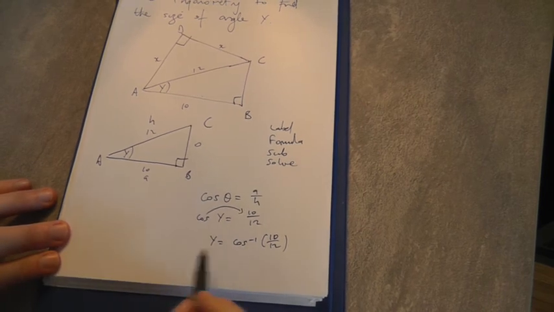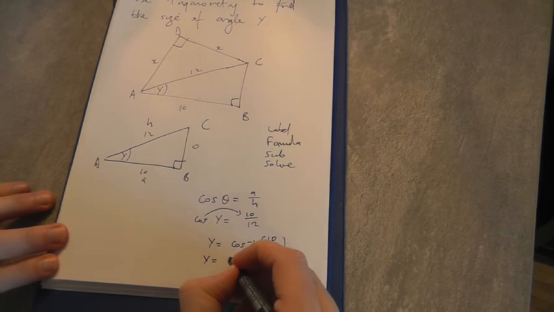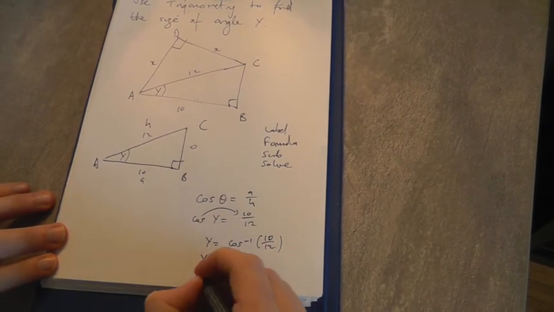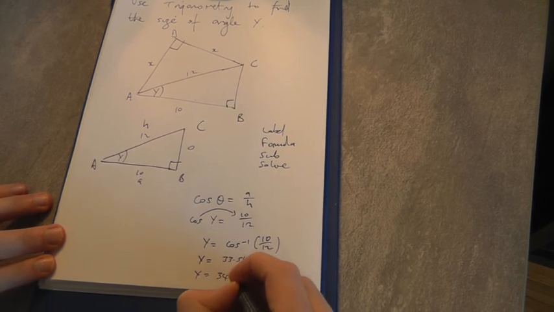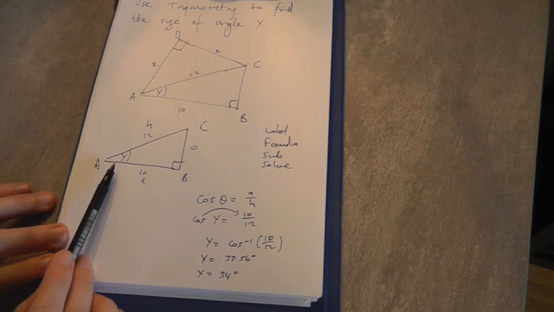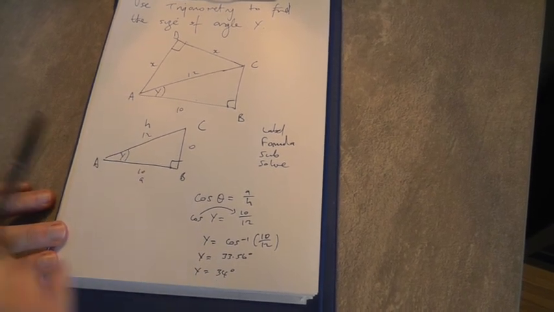And I put that into my calculator and I get y equals 33.56 degrees. I'm just going to round that up. So y is equal to 34 degrees. I'm going to have a look at my triangle. Does that look like it could be 34 degrees? It does to me. And that is how we work out that particular question there. Y is equal to 34 degrees using trigonometry.